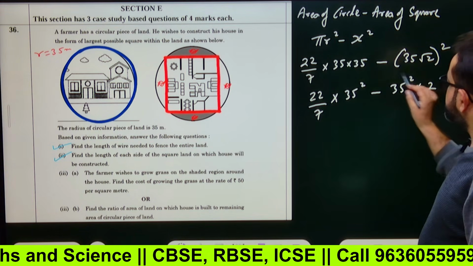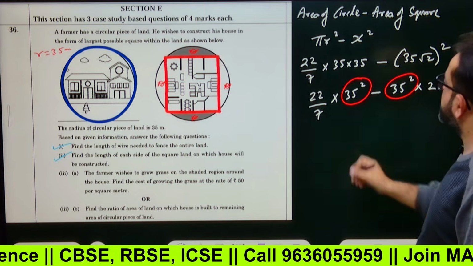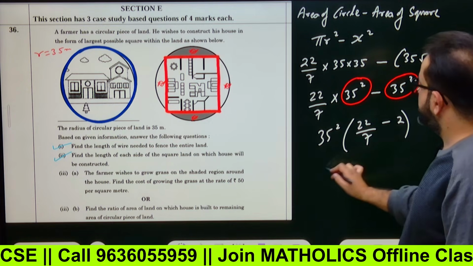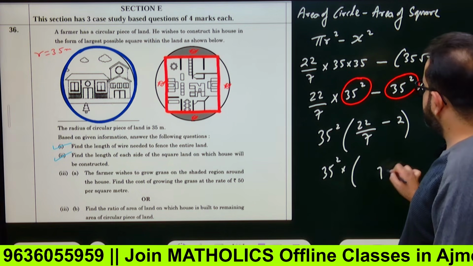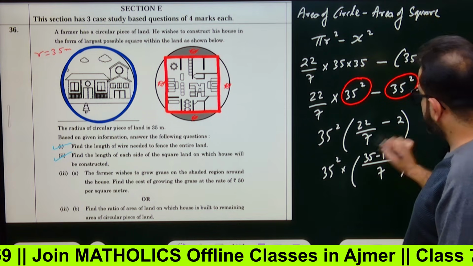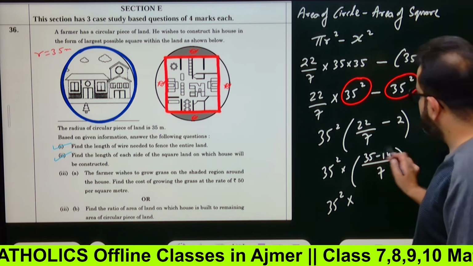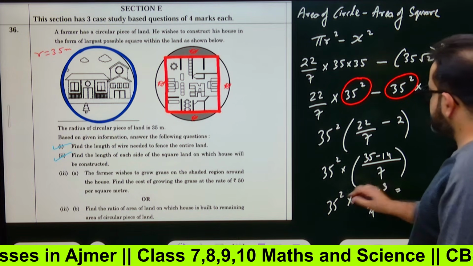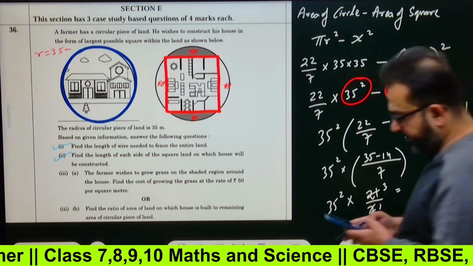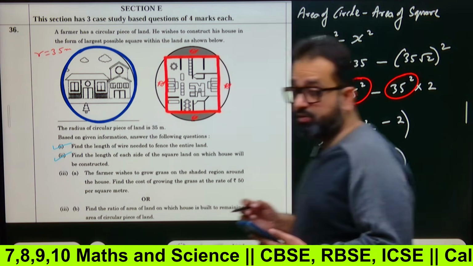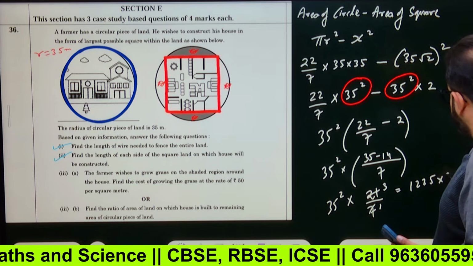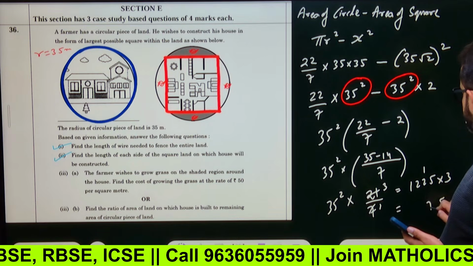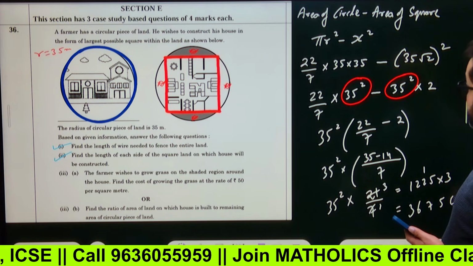Now see, this is 35 square and it will get common. We can take 35 square common. So 35 square is common, bracket 22 by 7 minus 2 will be there. So it is 35 square into bracket, 7 is LCM, 22 minus 14 will be there. So 35 square into 8 by 7. Just find 35 square. Is it 1225? Check. 35 into 35, it is 1225. So 1225 into 3, it will be 3675 centimeter square.